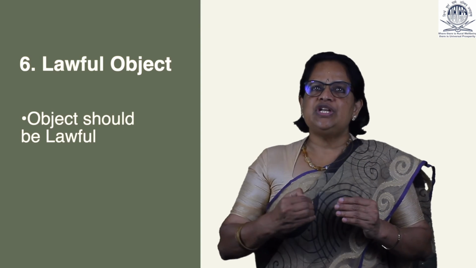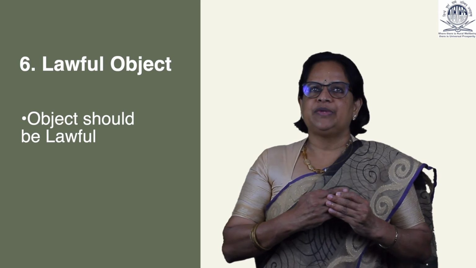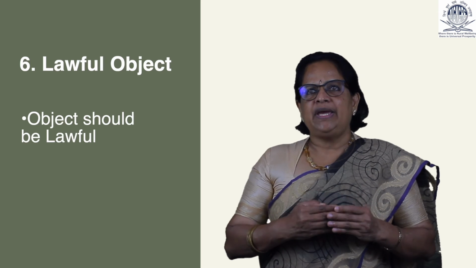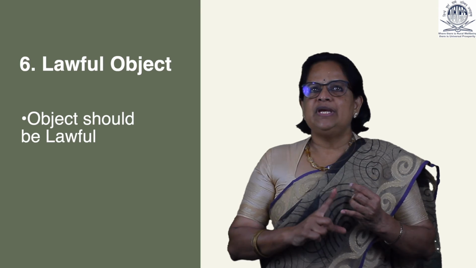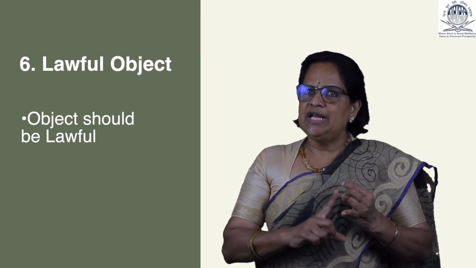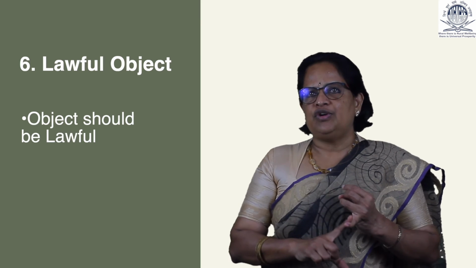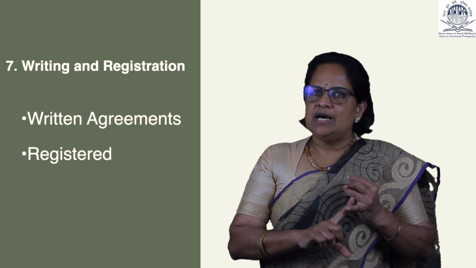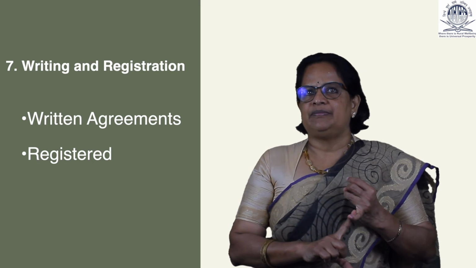The next essential element is the involvement of a lawful object. The object is unlawful if it is forbidden by any act of our country. For example, if a landlord knowingly rents his house to a terrorist, the object is unlawful because the object of the contract is unlawful. The contracts are valid only if it is written and registered.